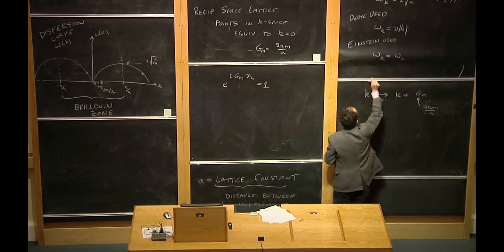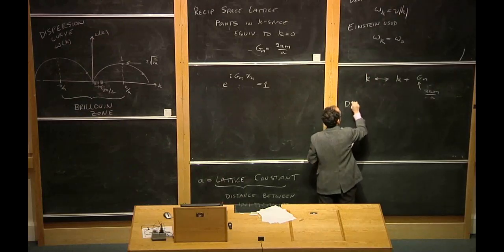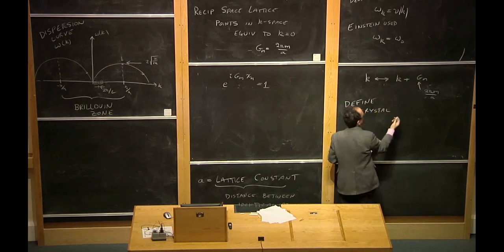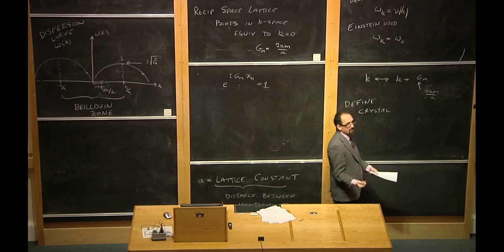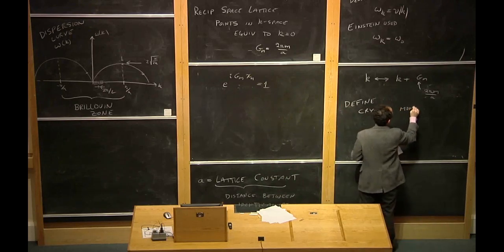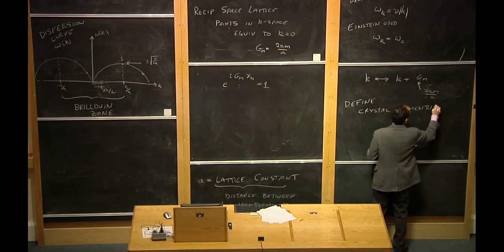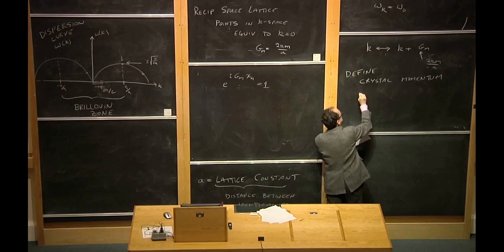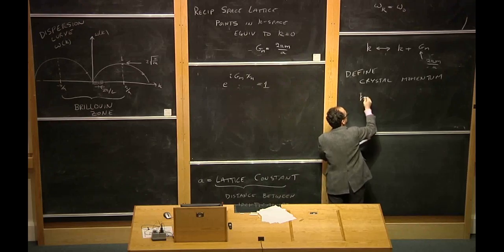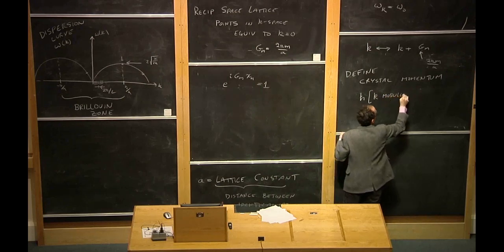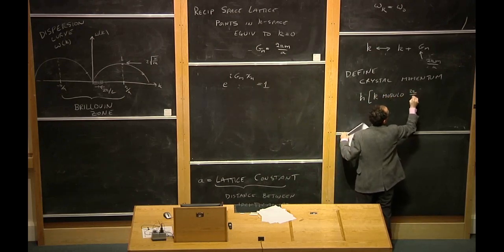So what one does is define what is known as crystal momentum. Okay, if it's k, it's the usual thing: it's the wave vector. If it's h bar k, it's momentum. Crystal momentum, so I'll put in the h bars, is defined as h bar k modulo 2 pi over a.